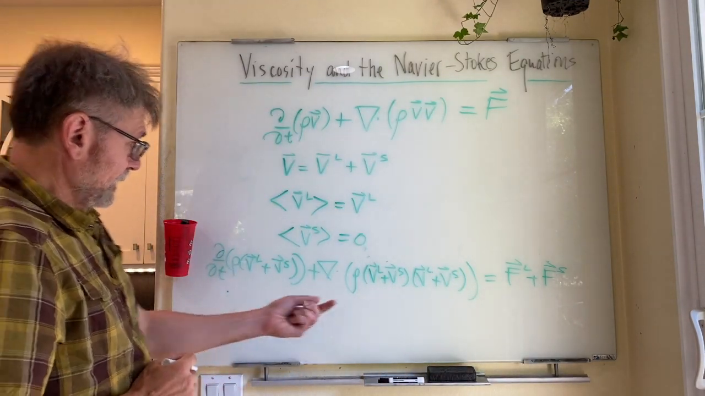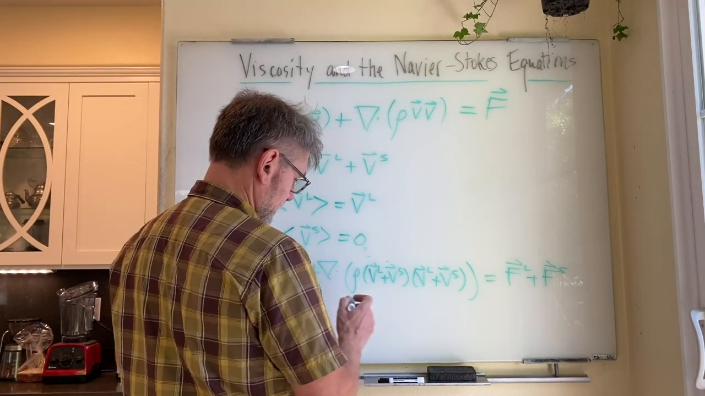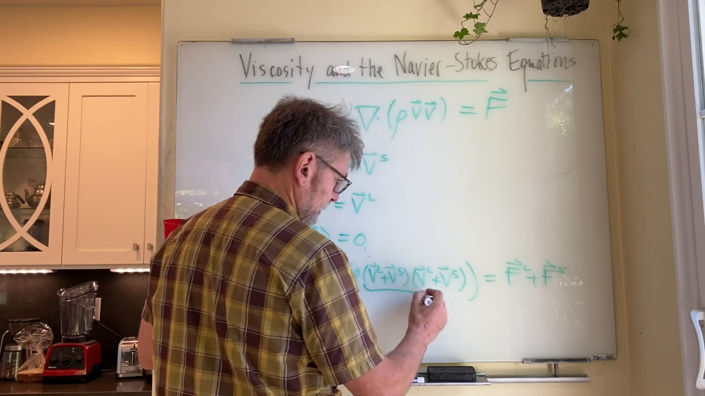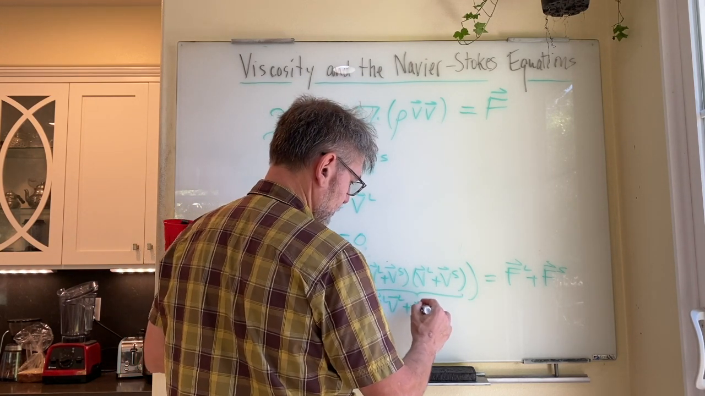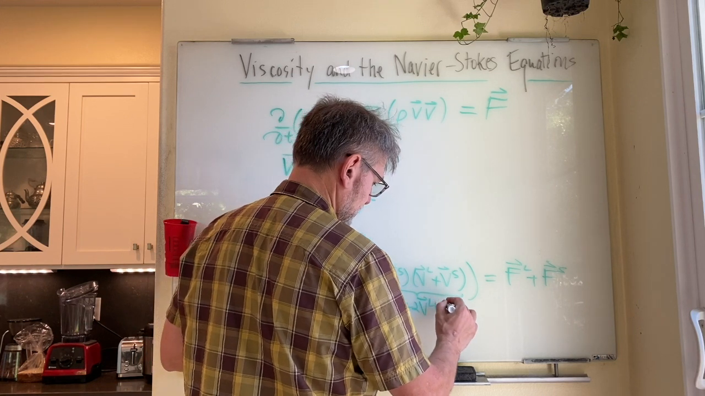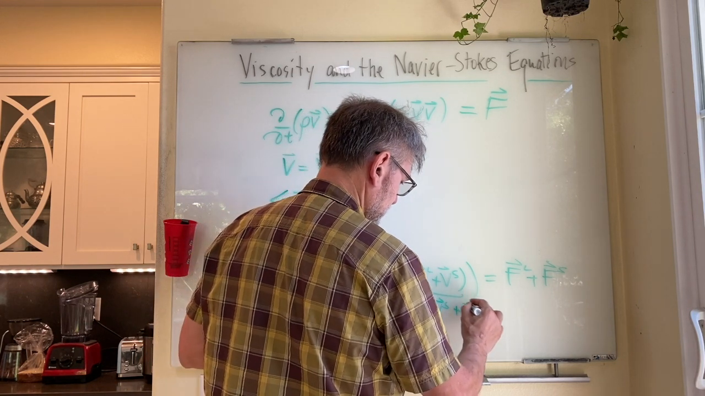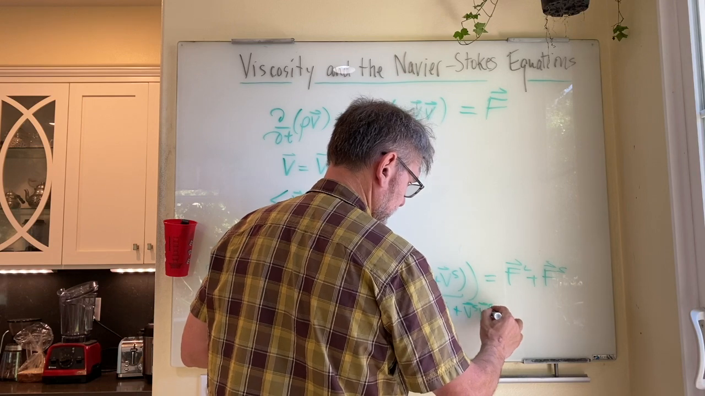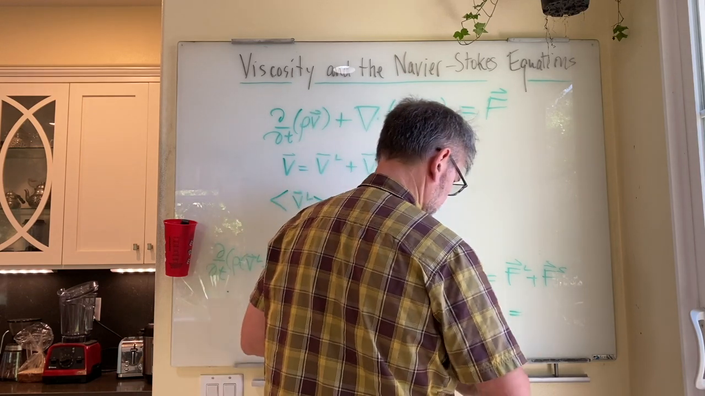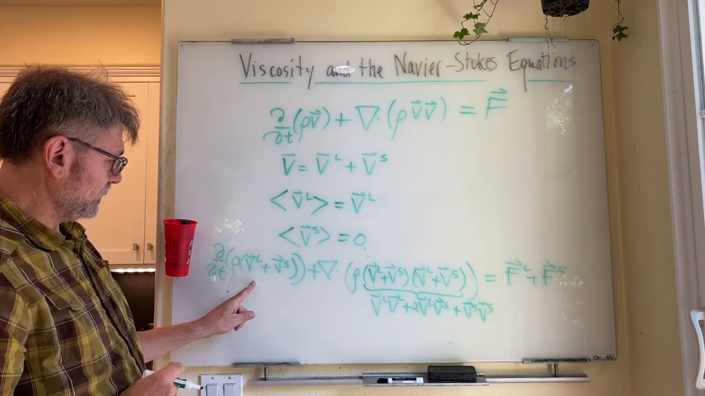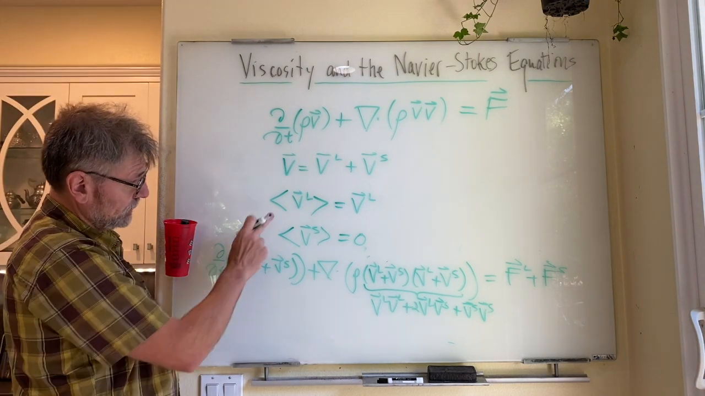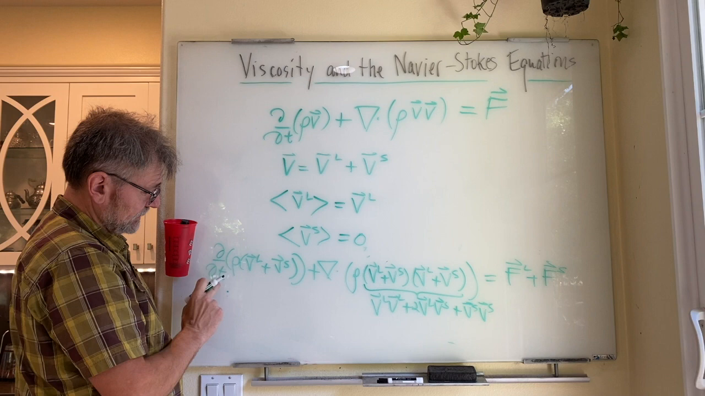And now this part here I can multiply it out, right? So this part will become V large squared plus 2 V large Vs plus Vs squared. And that's it. All right, and now I'm ready. I'm going to average out the equation, right? So this is a spatial average, this angle bracket, so I can take it inside the derivative.